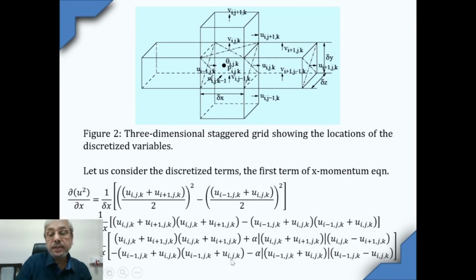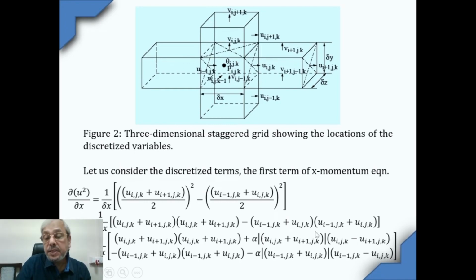Now if you look at this discretization, if you set alpha equal to 0, it will remain central difference. If you set alpha equal to a non-zero value, then the upwinding effect will start coming. But if you set alpha equal to 1, then it will be fully upwinded, first order upwinding.